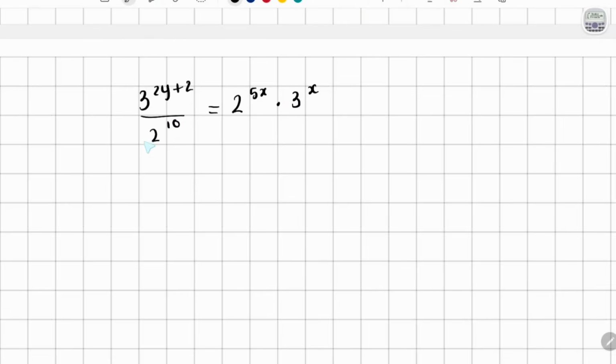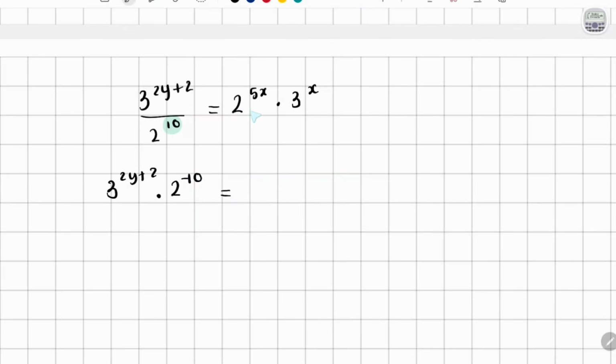So I'm actually going to just take the 10 and move it to the top. So this is what I'm going to say: 3 to the power of 2y plus 2. And I'm going to bring this 2 to the power of 10 over to the numerator so that it can sit here with this 3. And when it moves there, it's being multiplied by 2 to the power of... Now that has an effect on the exponent because you moved it from the denominator to the numerator. The exponent becomes negative 10 now.